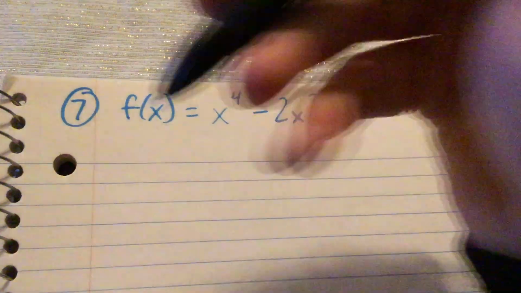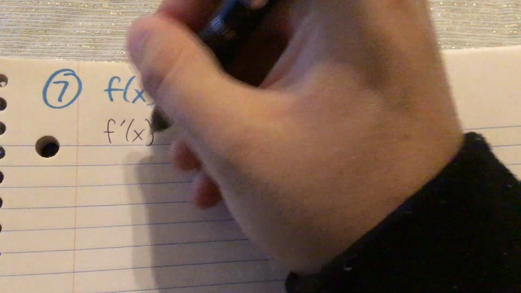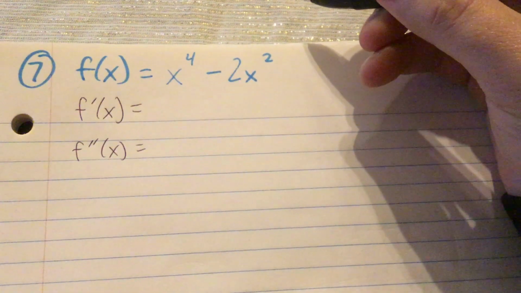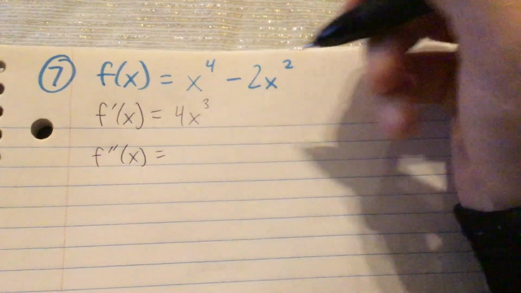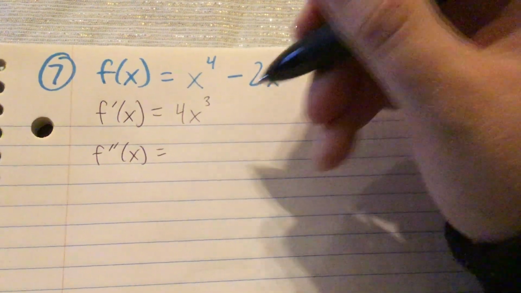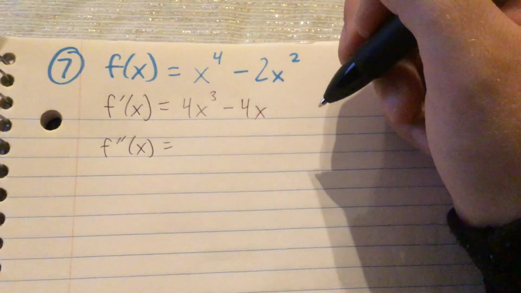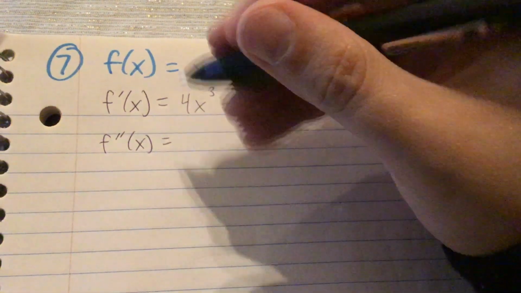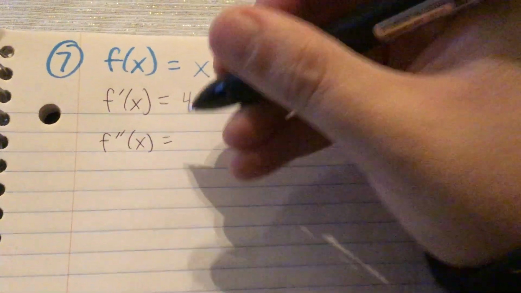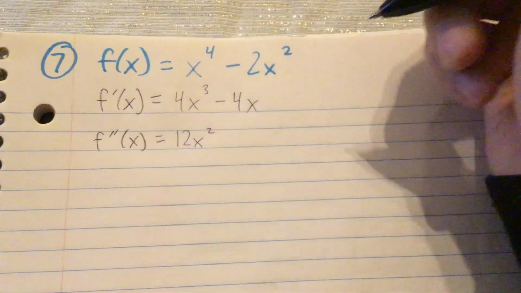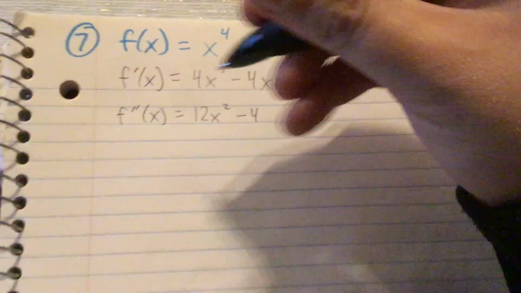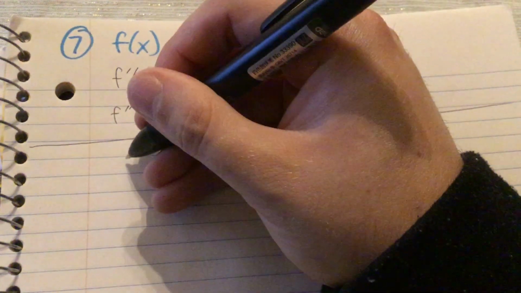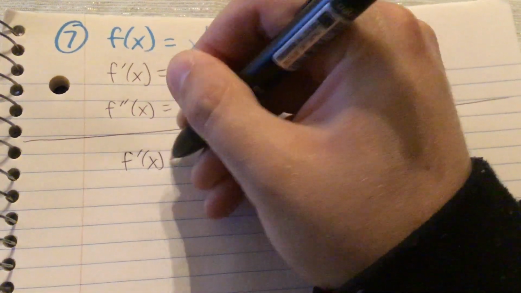All righty, so we figure out what our f prime of x is. And let's figure out what our f double prime of x is. So f prime of x is equal to, okay, the derivative of x to the fourth, that'd be 4x to the third. And the derivative of negative 2x squared would be negative 4x. Then our second derivative should be the derivative of 4x cubed. That'd be 12x squared minus 4. Okay. So now, first things first, we're going to set f prime of x equal to 0.